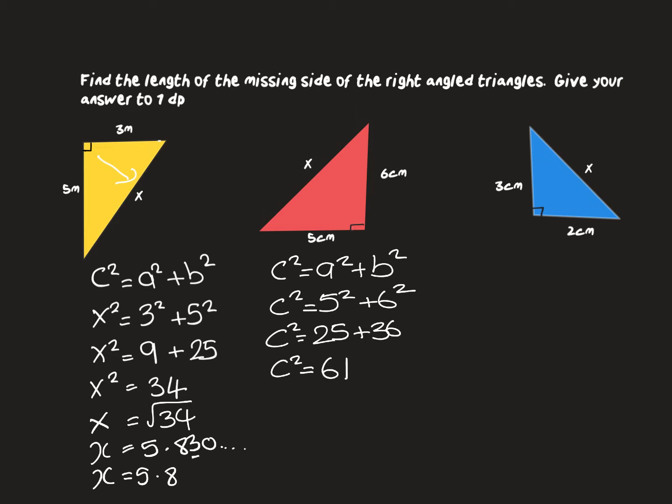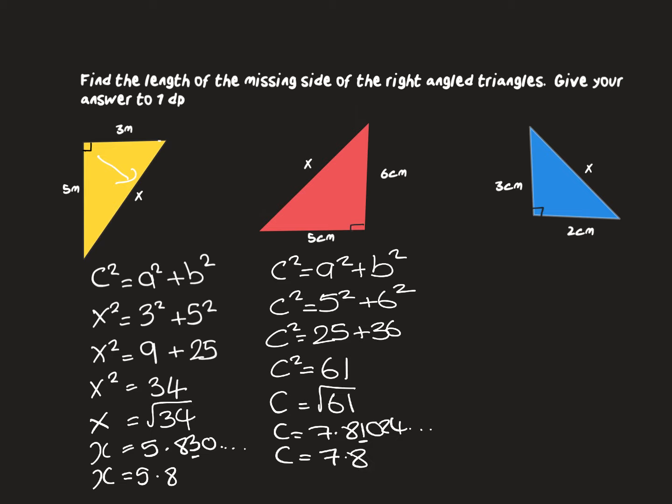So c squared is 61. We now want to find out c, and in order to do that, we're going to have to take the square root of 61. So again, that's something you're going to need your calculator for. So the square root of 61 is equal to 7.8102 4, etc. But we want to do this to 1 decimal place, as it says in the question. So the 1 tells us we're going to round down, so our answer would be 7.8.